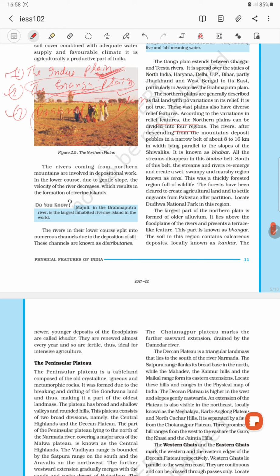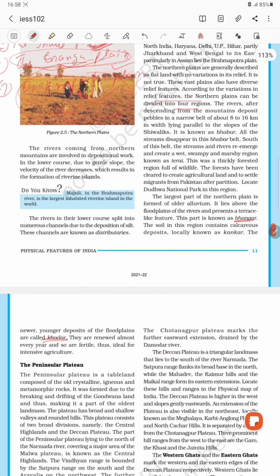So the northern plain is almost clear. We can also know about Bhangar and Khadar. Bhangar is the largest part of the northern plain, which is formed from the older alluvium. Bhangar is generally created by the older alluvium, and that's why it is rocky in nature.